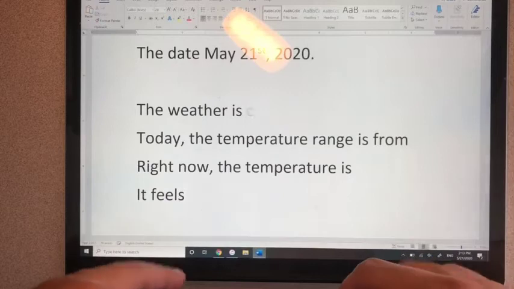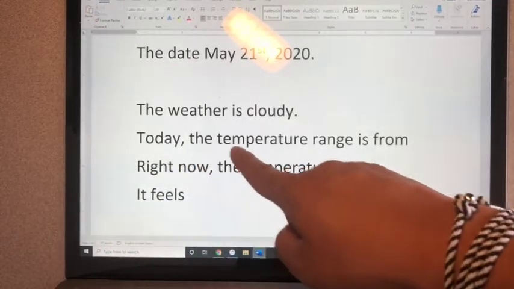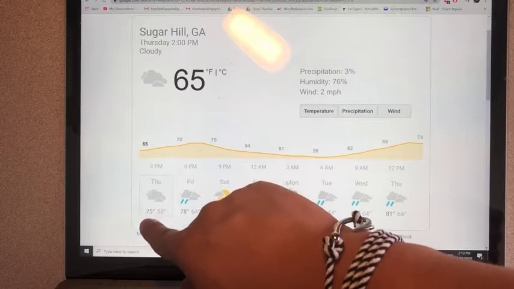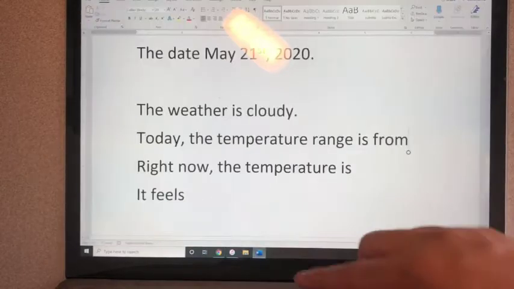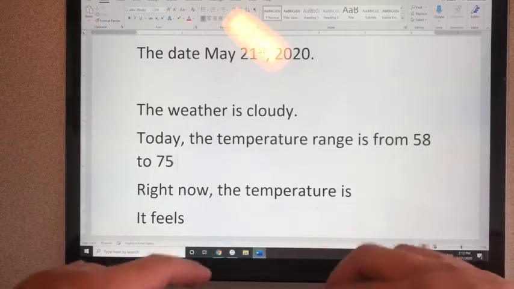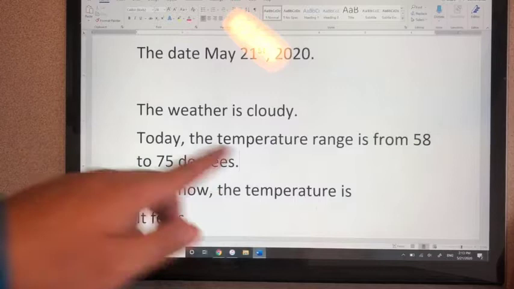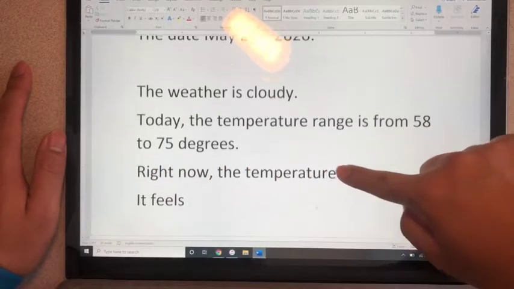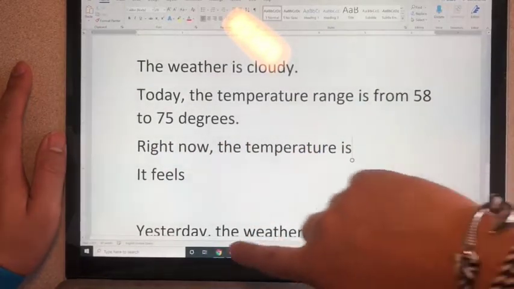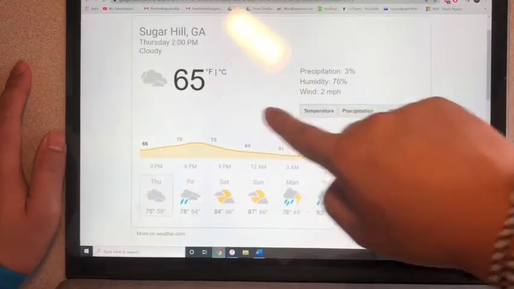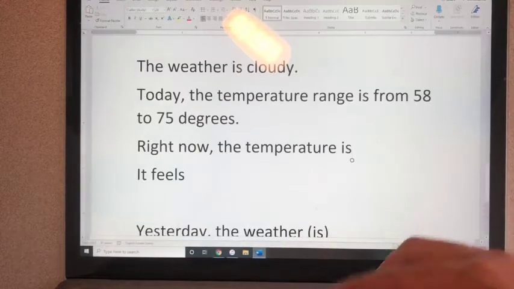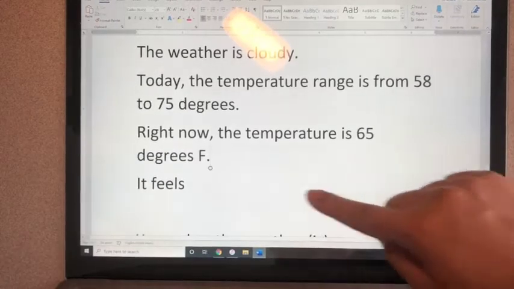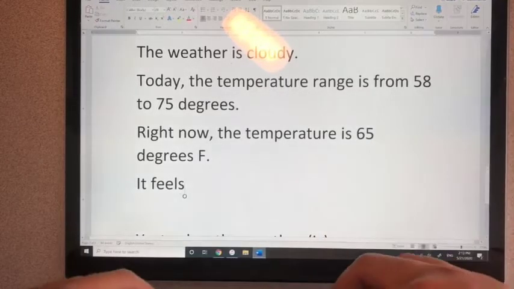So the weather is cloudy. Today, the temperature range is from 58 to 75 degrees. So the temperature range is from 58 to 75 degrees. The temperature today is between 58 and 75. Let's look for the temperature right now. Right now, it is 65 degrees. It is 65 degrees Fahrenheit. It feels cool.